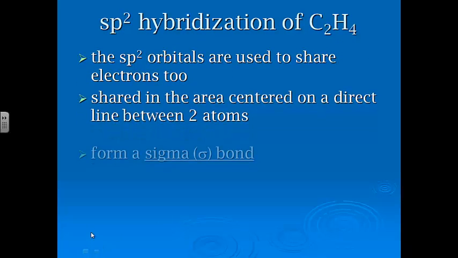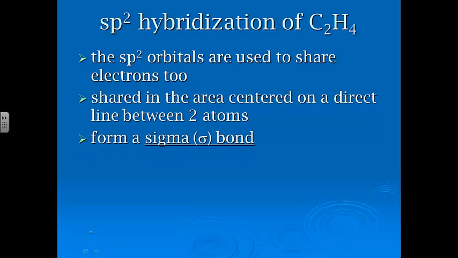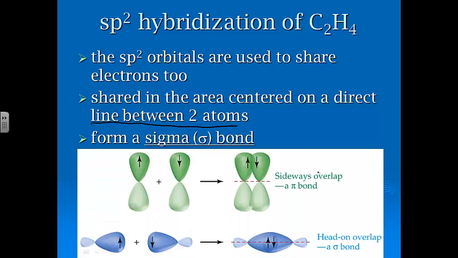Now the sp2 orbitals are also used to share electrons, and when you have a hybrid where you have a direct line between 2 atoms, this is what's called a sigma bond. Okay, so sideways overlap is a pi bond, head-on overlap is a sigma bond. And we have to count these, and we'll do some of these as well.